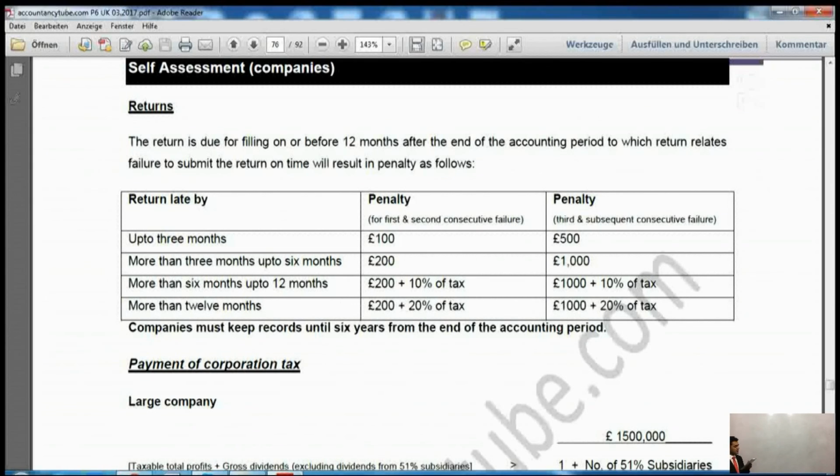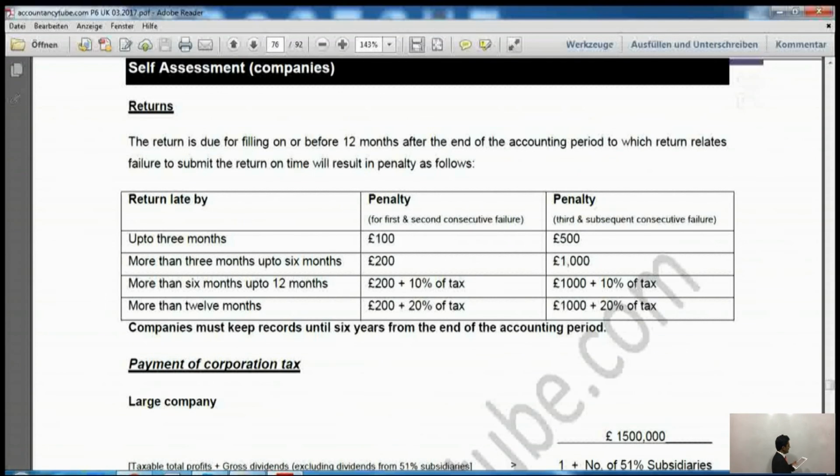However, now look at the next table, which is 5 times higher than the first table. In the first table it is £100, and in the second table it is 5 times higher than what it was in the first case. So in the second table it is £500, and this penalty will apply if it is a third or subsequent consecutive failure. Say, for example, if it was your first time submitting the return late, and then the second time, it will be £100 for the first and second time. However, if it is a third and subsequent consecutive failure, then it will be 5 times higher.